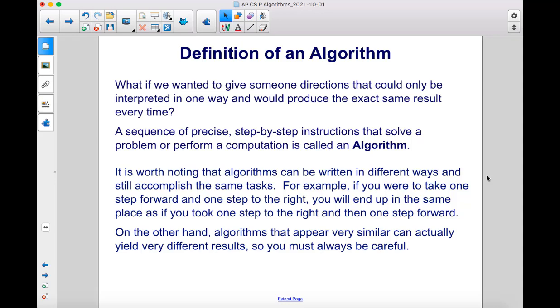For example, if you were to take one step forward and one step to the right, you will end up in the same place as if you took one step to the right and then one step forward. On the other hand, algorithms that appear very similar can actually yield very different results, so you must always be careful.